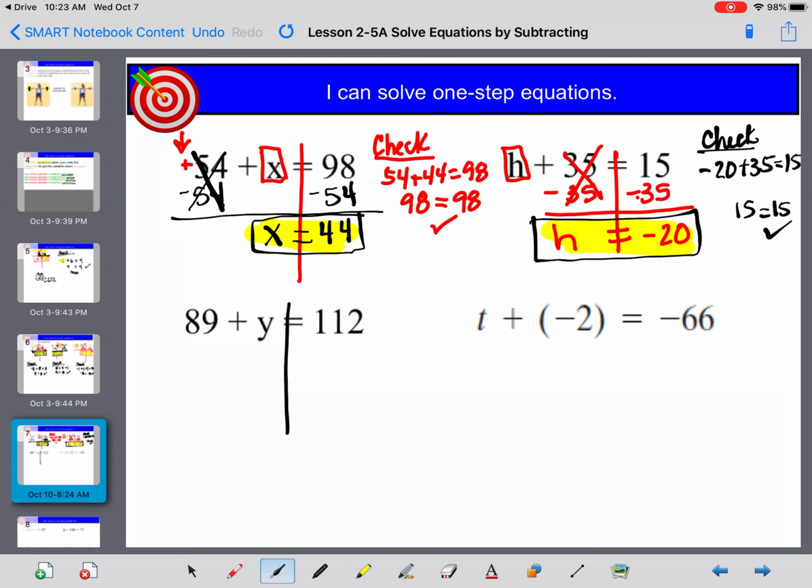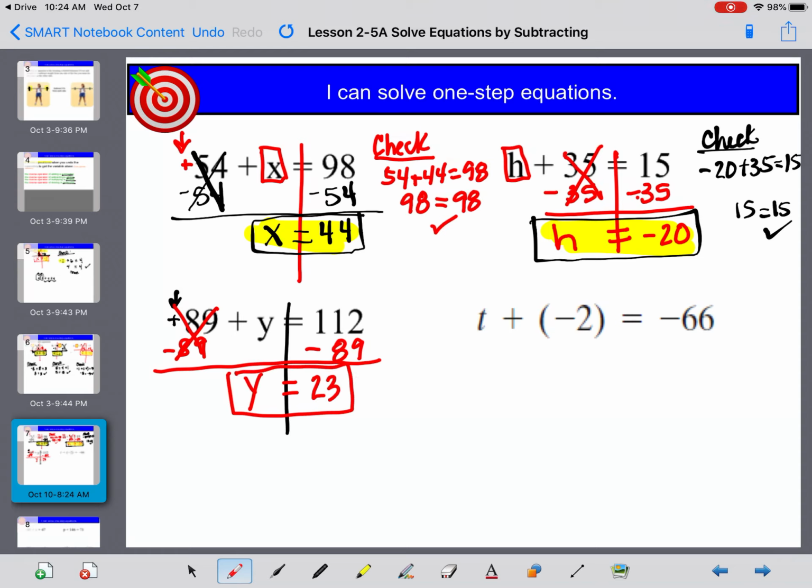All right, the next problem. I look at 89. This is a positive 89 because it doesn't have a positive or negative sign. I am not actually using this plus sign to decide to subtract 89 from both sides. So I subtract 89 from both sides. 89 minus 89 is 0. What's remaining is y equals 112 minus 89, which is 23.